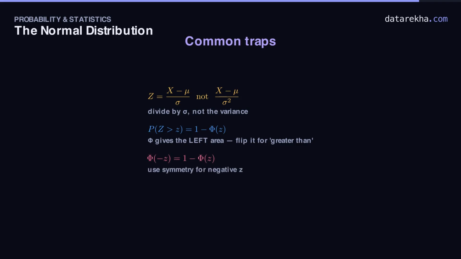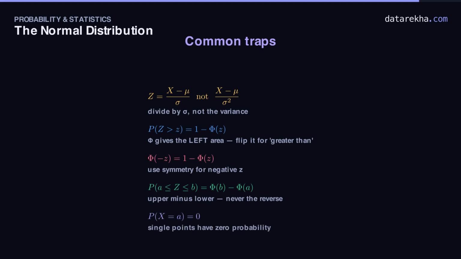Trap 3. Negative z-scores. Tables often list only positive z. Use symmetry. Phi of minus z is 1 minus phi of z. Mixing up that sign flips your answer entirely. Trap 4. Interval order. For a range, it's phi of the upper bound minus phi of the lower. Do it the other way, and you get a negative number, which can never be a probability. And trap 5. For any continuous variable, the probability of one exact value is 0. Area needs width. That's why less than and less than or equal give the very same answer.